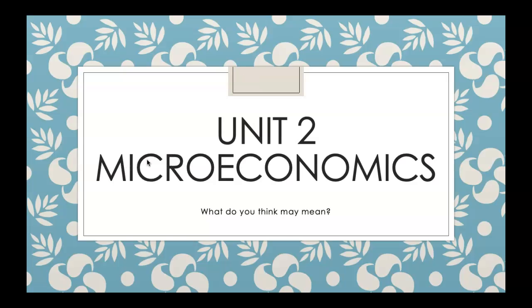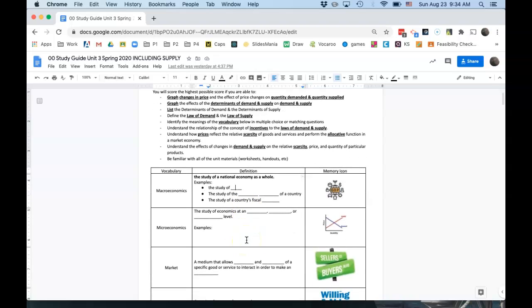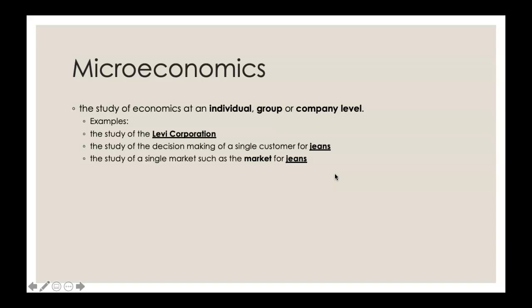But this unit is on microeconomics. And so what do you think that might mean? Microeconomics is the study of economics at an individual, group, or company level. For example, the study of the Levi Corporation, or the study of the decision-making of a single customer for jeans. You should be putting that here in your study guide. The study of a single market, such as the market for jeans. These are some examples of the study of microeconomics.